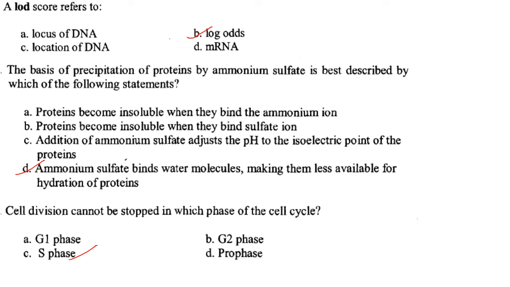Then, cell division cannot be stopped in which phase of the cell cycle? That is the S phase. Okay, you cannot stop. The interphase has G1, S and G2 phases. In G1 phase, the cell can continue the cell cycle and enter S phase, or it can stop the cell cycle and enter a quiescent stage, or go to G0 phase, or stop the cell cycle and undergo differentiation. So these are the options in the case of the G1 phase of the cell cycle.